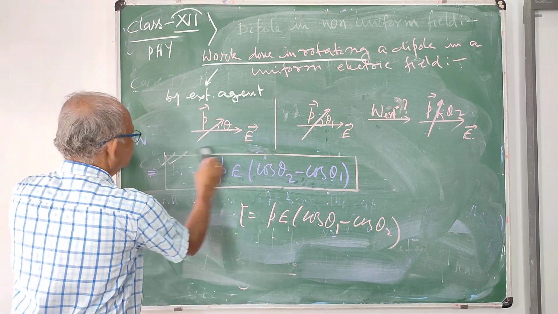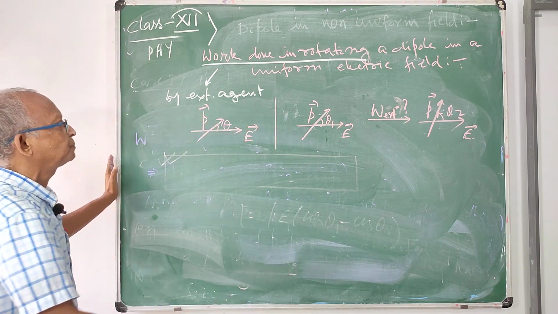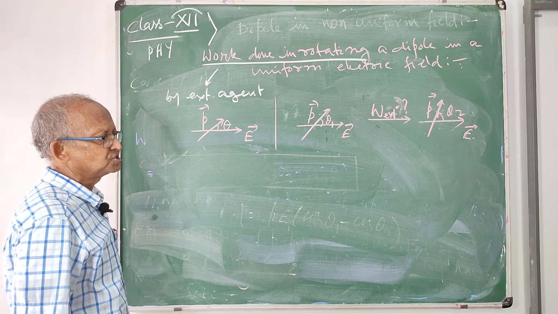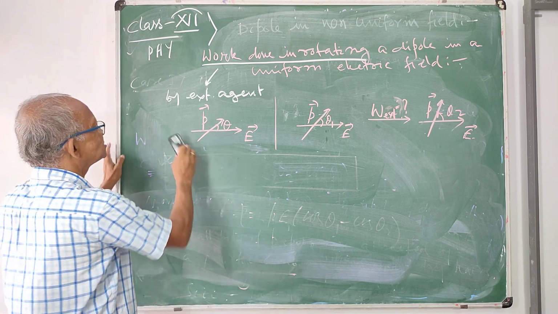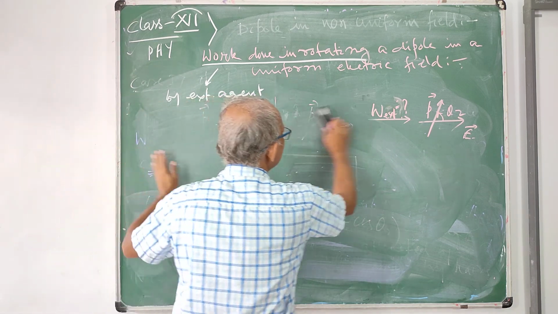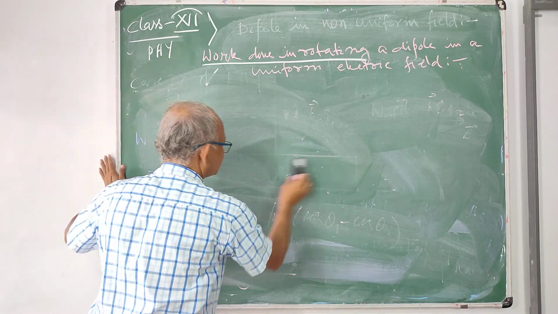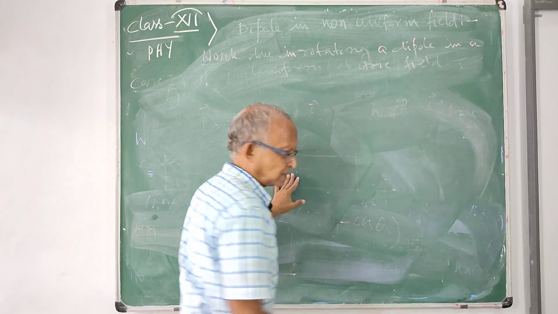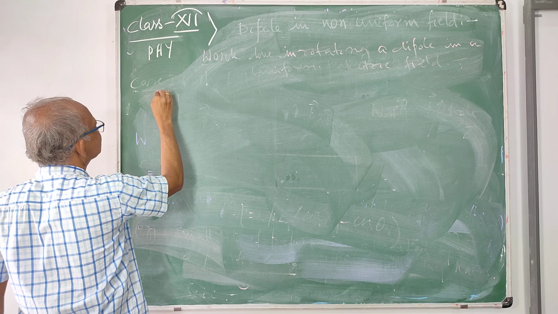Let us take an example. It's a very common numerical. I am saying this is a very, very important topic: torque and work done in rotating a dipole, and potential energy. From these three topics, you can expect 5 marks or more even in the board. Let us take a numerical example.